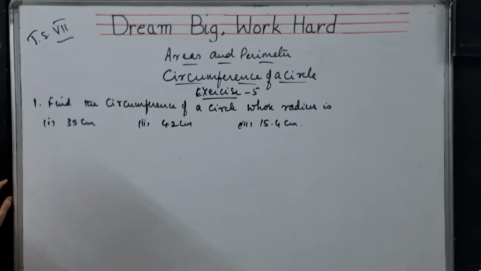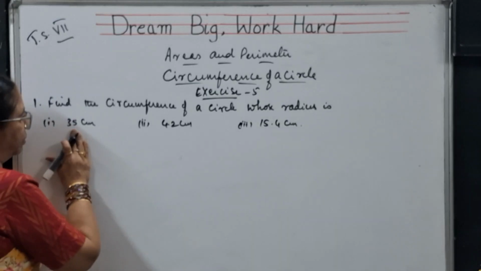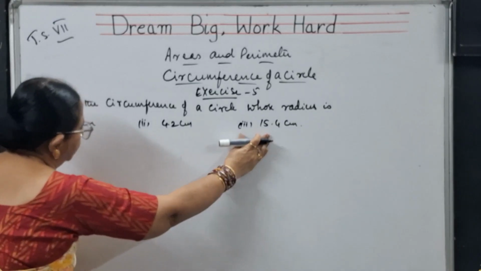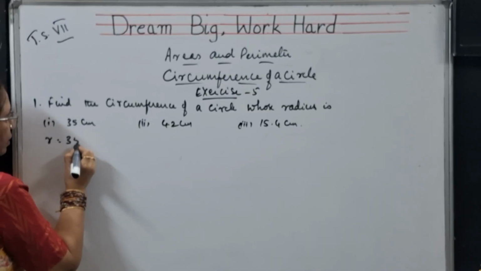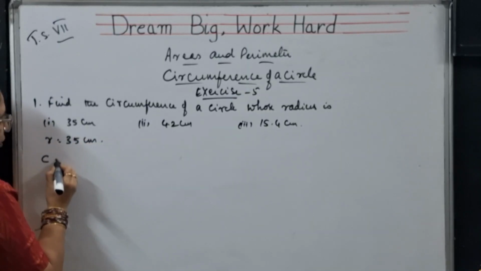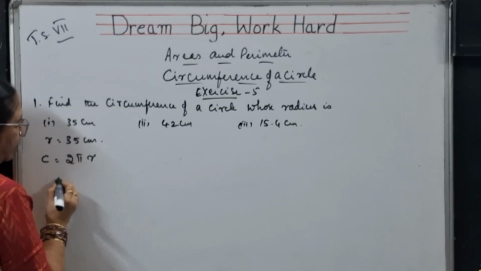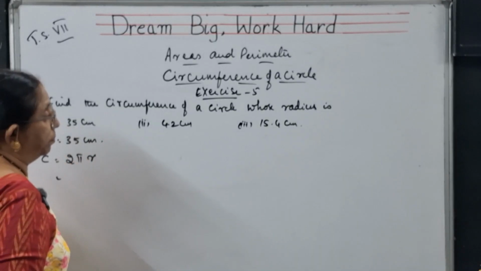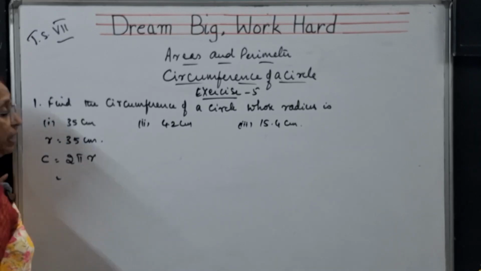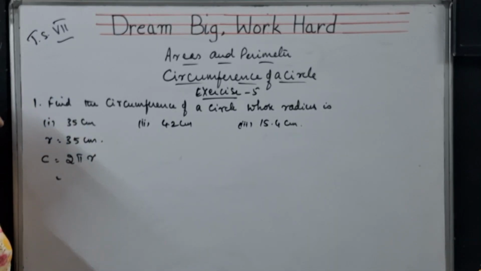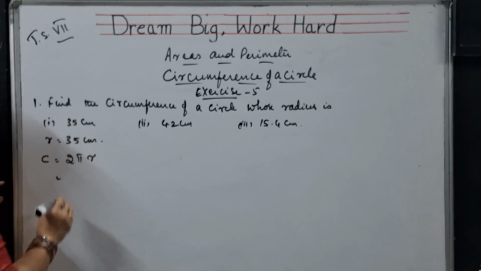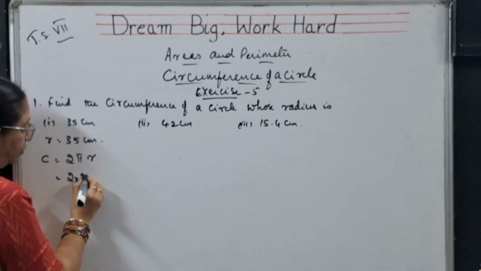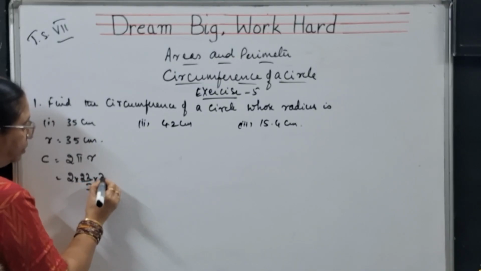Now, children, exercise 5. First one, find the circumference of a circle whose radius is 35 centimeters, 4.2 centimeters, 15.4 centimeters. So, one by one, we see radius is given as 35 centimeters. So, circumference is 2 pi r. They have not mentioned anything to take a pi, like in earlier case, take pi as 3.14 or pi as 22 by 7. So if they don't mention that pi should be 3.14, we have to continue it with the 22 by 7 only. 2 into 22 by 7 into 35.